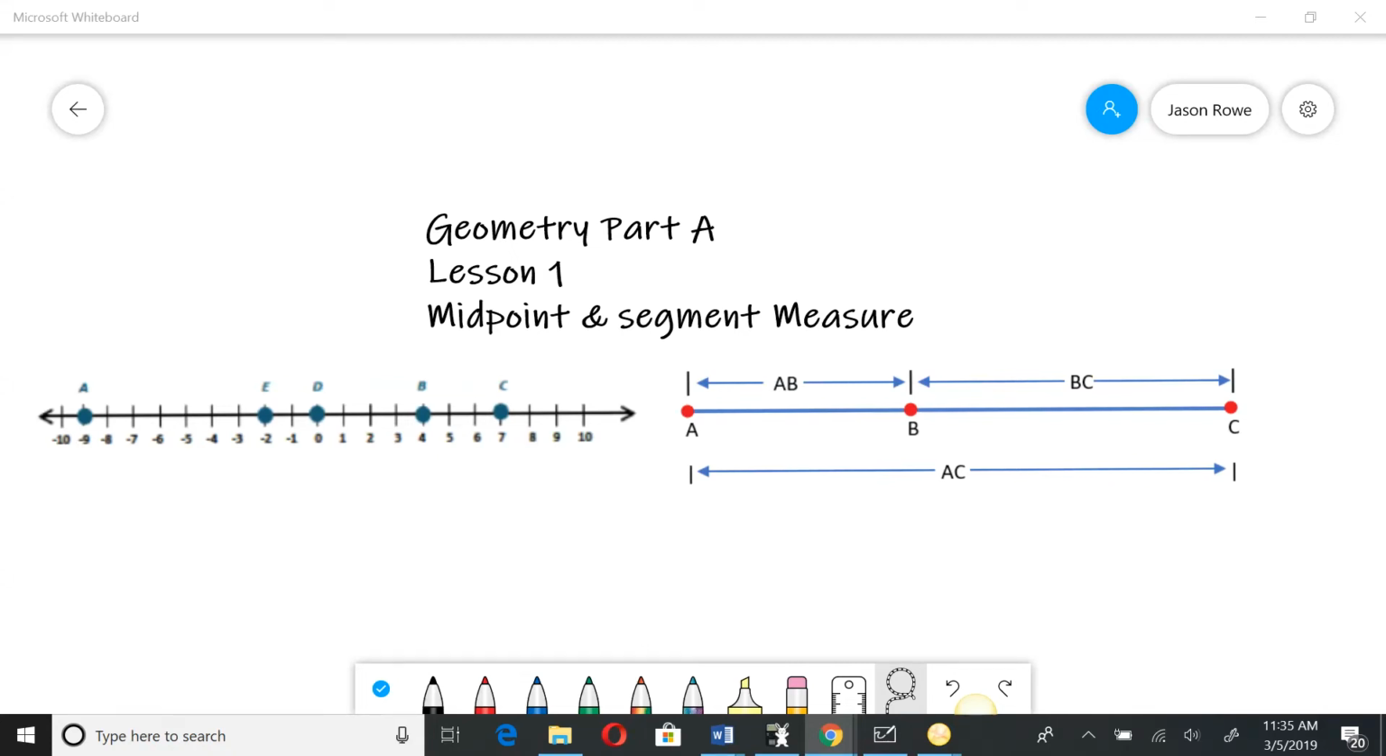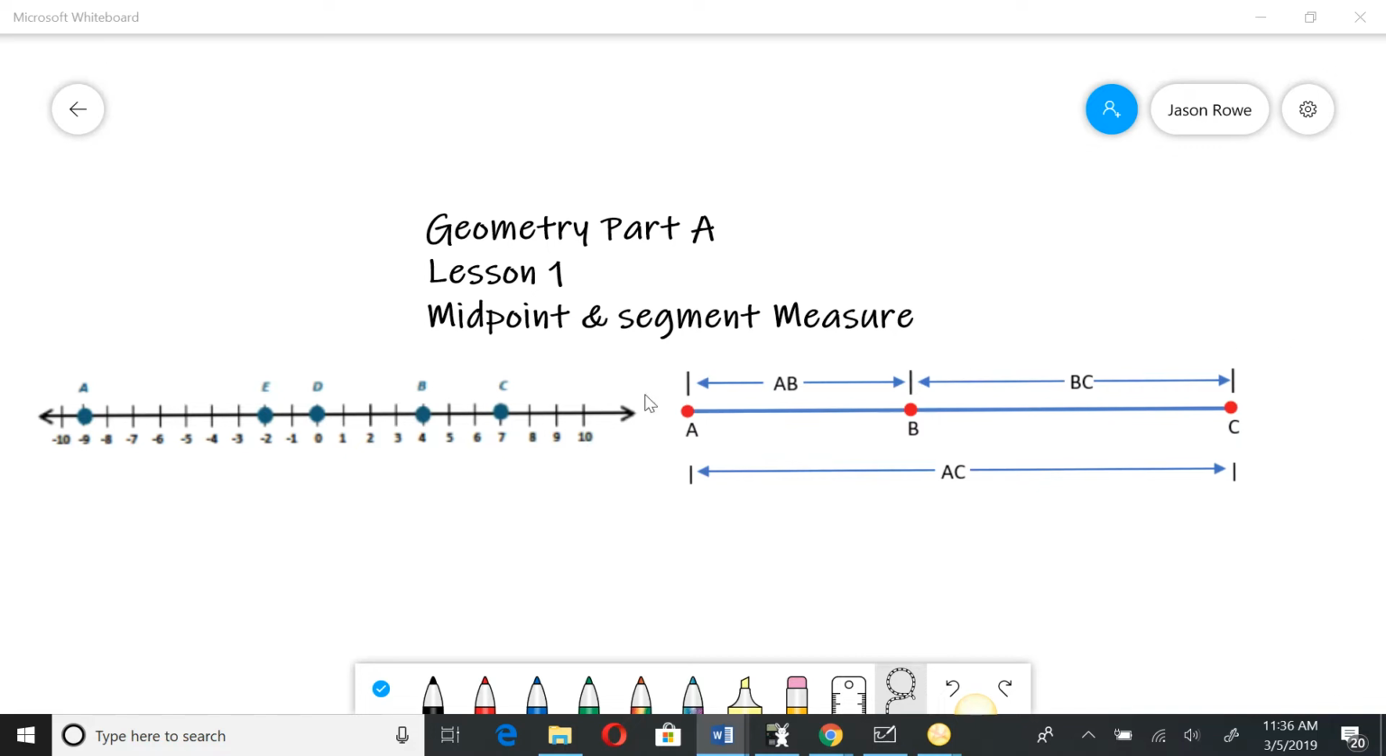This is Mr. Rowe. We're taking a look at Geometry Part A, Lesson 1. And in this little recording, we're going to focus on midpoints and segment measures. So remember that we talked about some postulates in the lesson as you read through the lesson. Our first postulate is the ruler postulate, which says that you can pair any point on a number line or on a line with a coordinate.